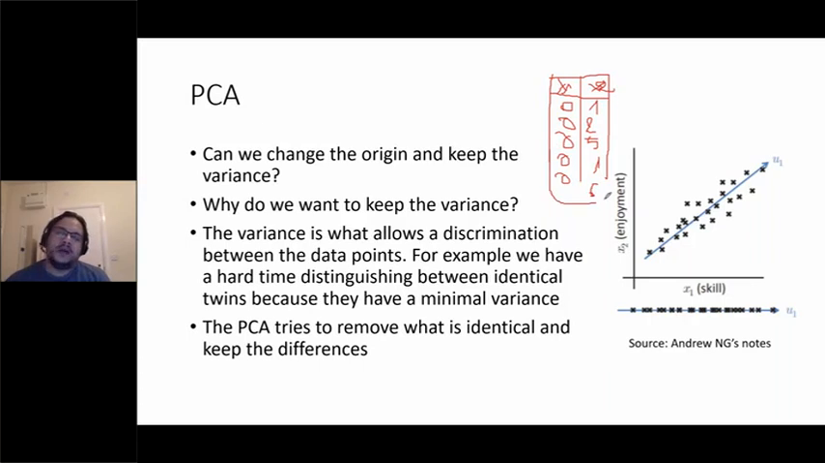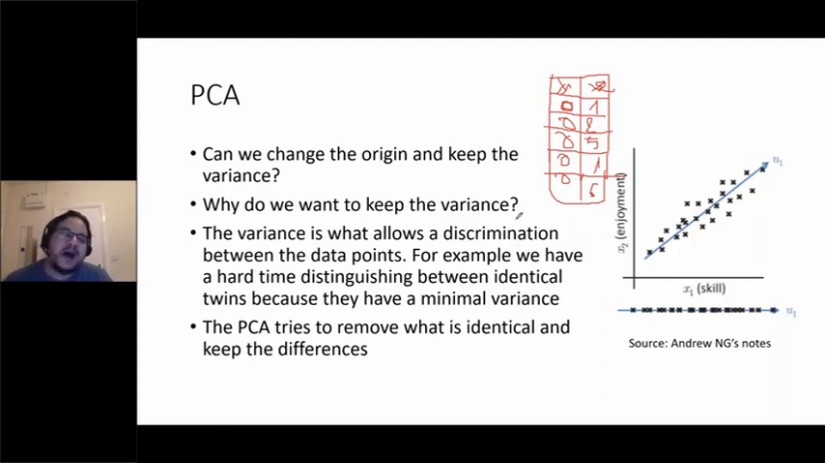Can we use x1 to make the difference between my rows, my samples? Can we use x1? No. It doesn't contain any information. It doesn't make any difference between them. For example, like if we have twins, identical twins, we can't distinguish between them generally.